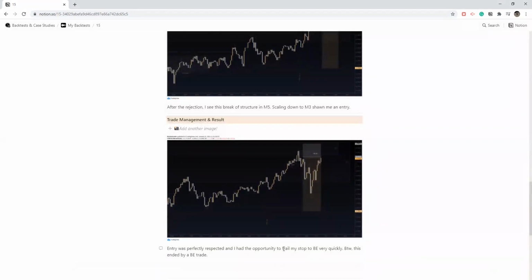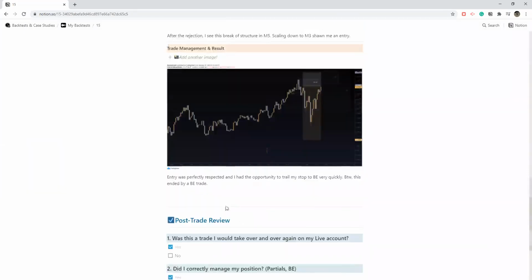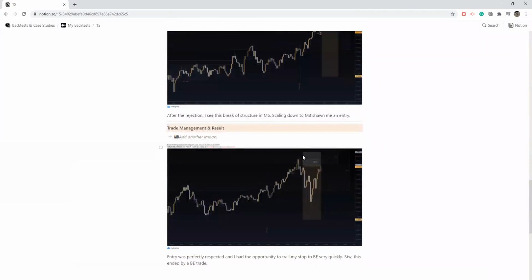Entry was perfect, respect, and had an opportunity. This ended up a break even trade. Yeah, I think this is fine. Slightly bit trickier with all the OBs and with all the waiting and the slightly bit aggressive entry, but at the end it's fine. Break even trade, no problems.